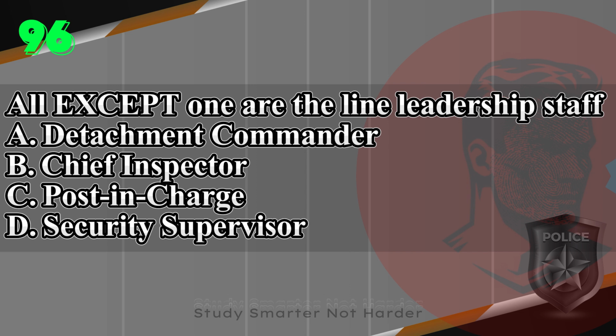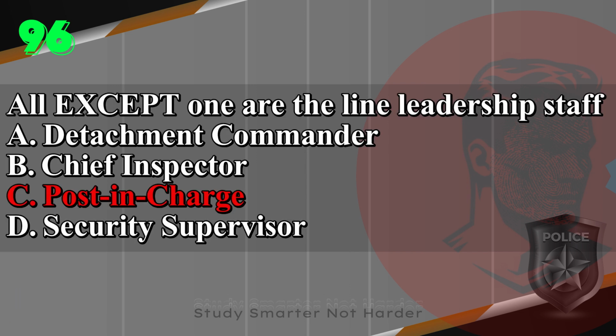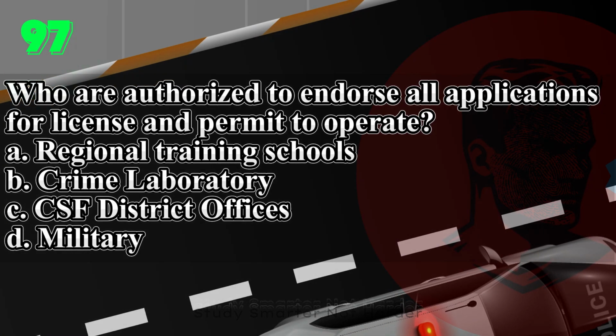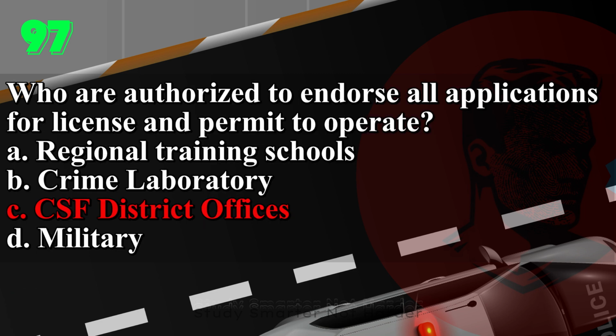96. All except one are the line leadership staff. A. Detachment commander. B. Chief inspector. C. Post in charge. D. Security supervisor. C. Post in charge. 97. Who are authorized to endorse all applications for license and permit to operate? A. Regional training schools. B. Crime laboratory. C. CSF district offices. D. Military. C. CSF district offices.